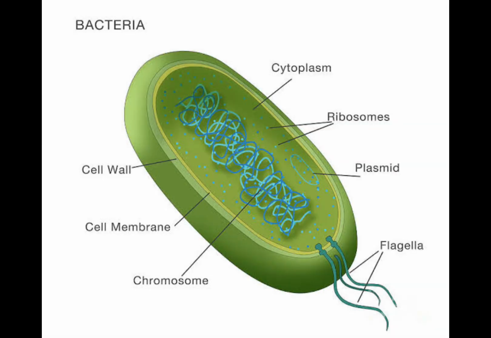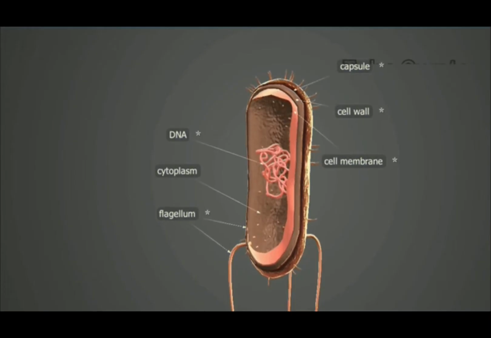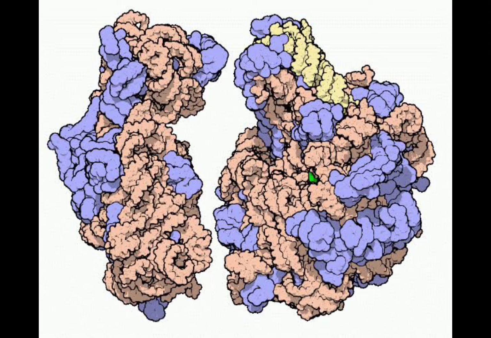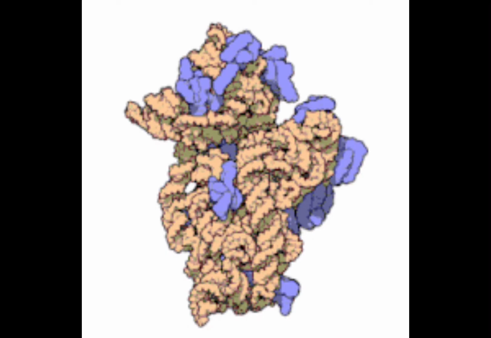Now let's talk about the cytoplasm. It is composed of water, enzymes, nutrients, wastes, and gases, and it also contains cell structures such as ribosomes, a chromosome, and plasmids. Ribosomes are microscopic factories found in all cells, including bacteria. They translate the genetic code from the molecular language of nucleic acid to that of amino acid, which means that they are the building blocks of proteins.